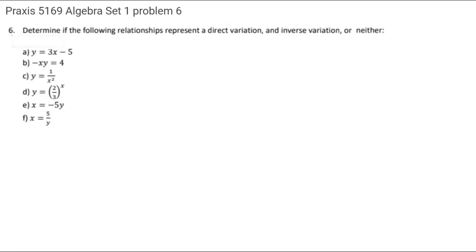All right, here we've got Praxis 5169 Algebra Set 1 Problem 6. It's about direct variation or inverse variation. I hope you'll see that inverse, invertible function, you'll eventually sort of feel automatically that inverse has something to do with backwards or reciprocal. And that's exactly what's going on here, the reciprocal variation.